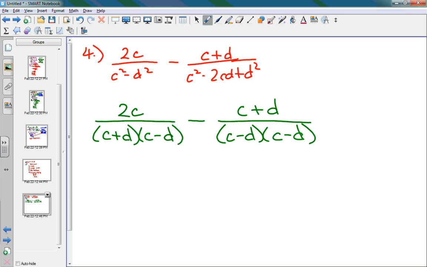Okay, now my least common denominator. Do I have a c plus d anywhere else in the other fraction? No. So I have to have c plus d there. Do I have a c minus d in the other fraction? I do. How many of them do I have in the first fraction? 1. How many of them do I have in the second fraction? 2. So how many do I have to have in my LCD? 2. You take the one with the higher exponent.